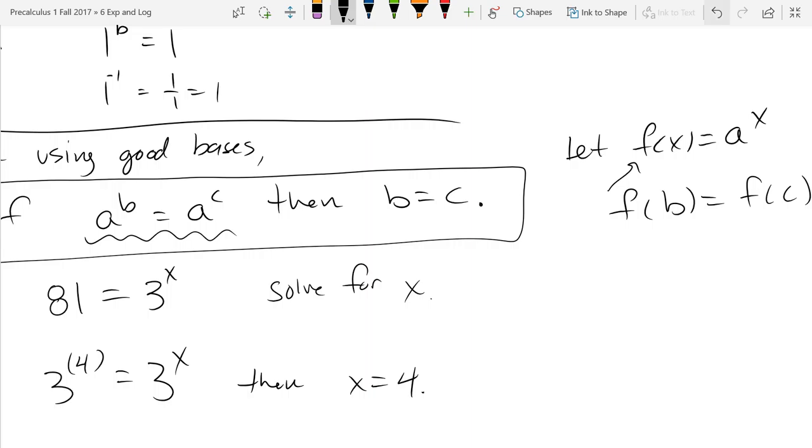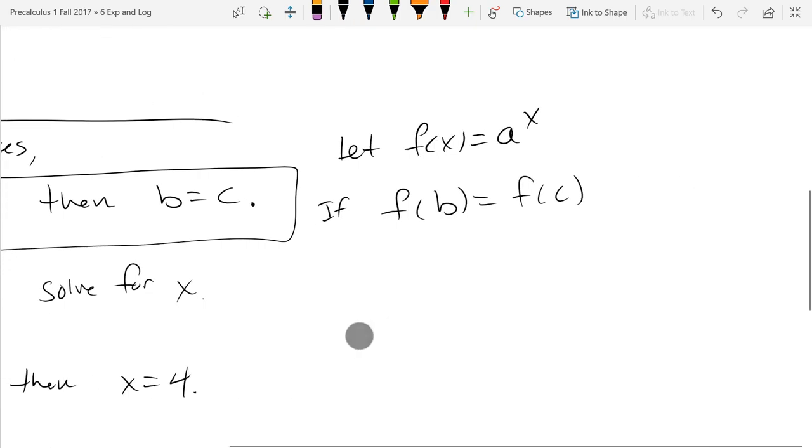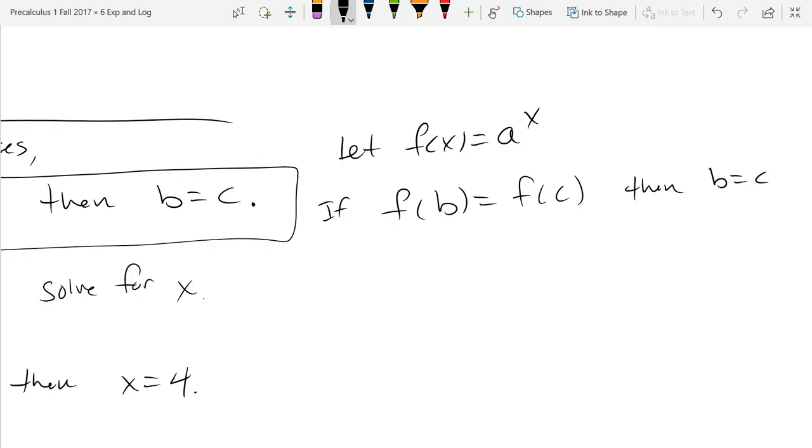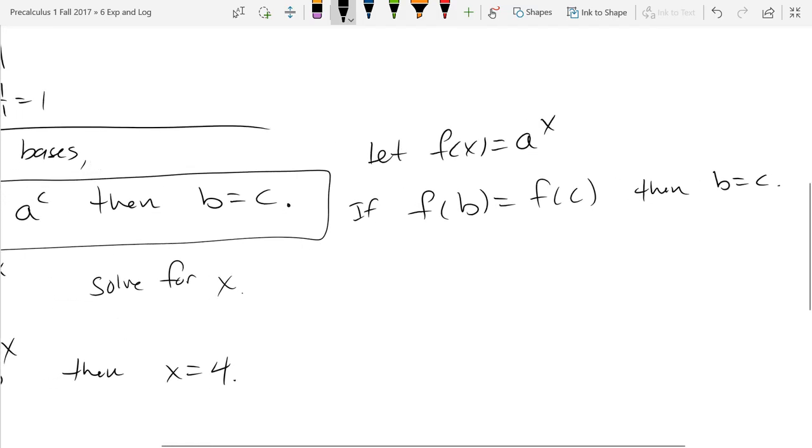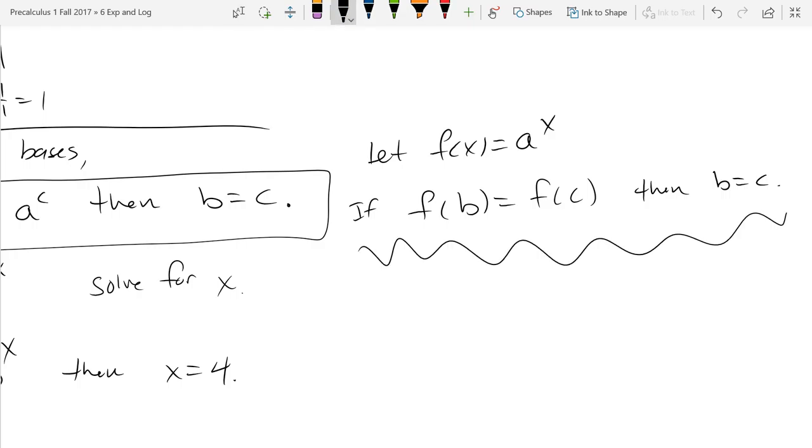Of course, what is f of b? You just look up to the function right above. You plug in b wherever you see x. So f of b is a to the b power. So that statement says, if f of b equals f of c, then b equals c.